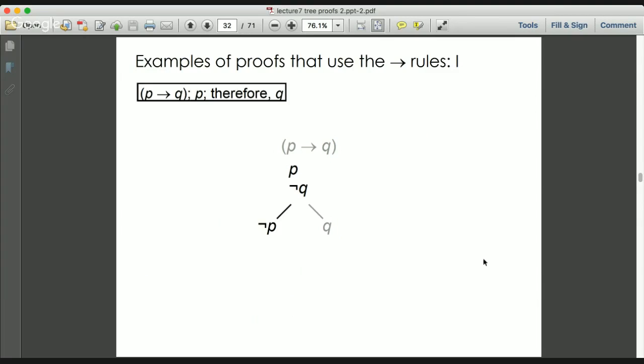Then I've unpacked all of the molecules, only one. So now I just check the branches to see whether they're consistent or not. On this side, there's a contradiction, so we close it. On this side, there's a contradiction, so we close it. Therefore, no surprise, this argument is valid. It's no surprise because I think everyone would probably recognize this as the argument form known as modus ponens. Not a big surprise that that's valid, but at least we can apply and check and make sure that it is valid.